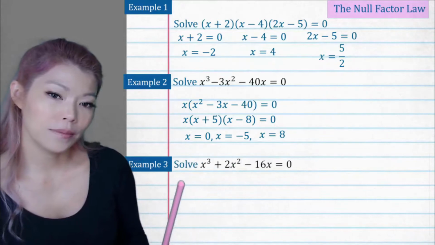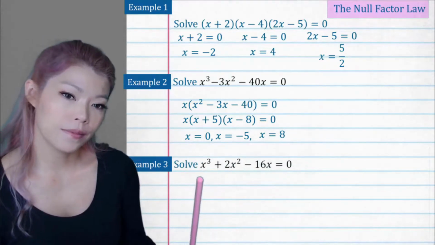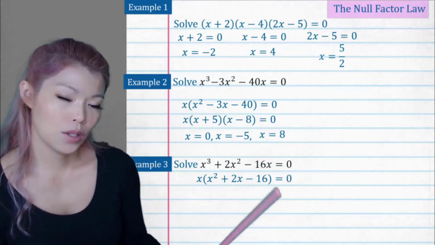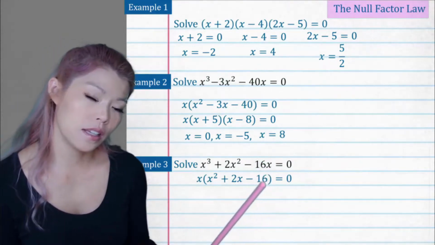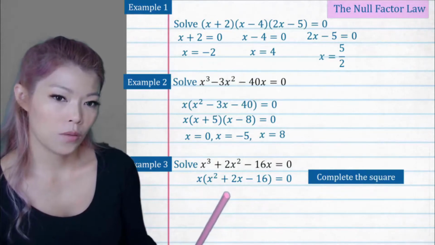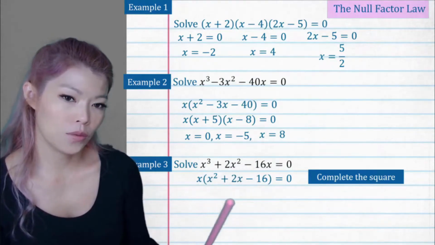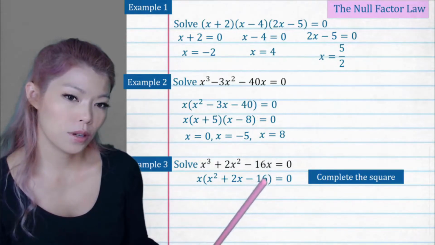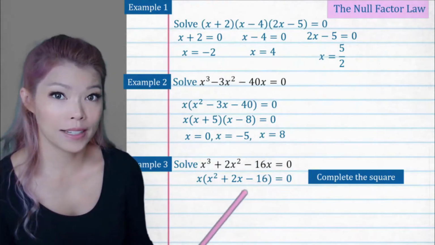Example 3. So for this, again, we can take x out. And then what else can we do? Two numbers that multiply to give 16 and add to 2. Well, there's not much we can do because 2 times 8 doesn't work, 4 times 4 doesn't work, so we're going to complete the square.